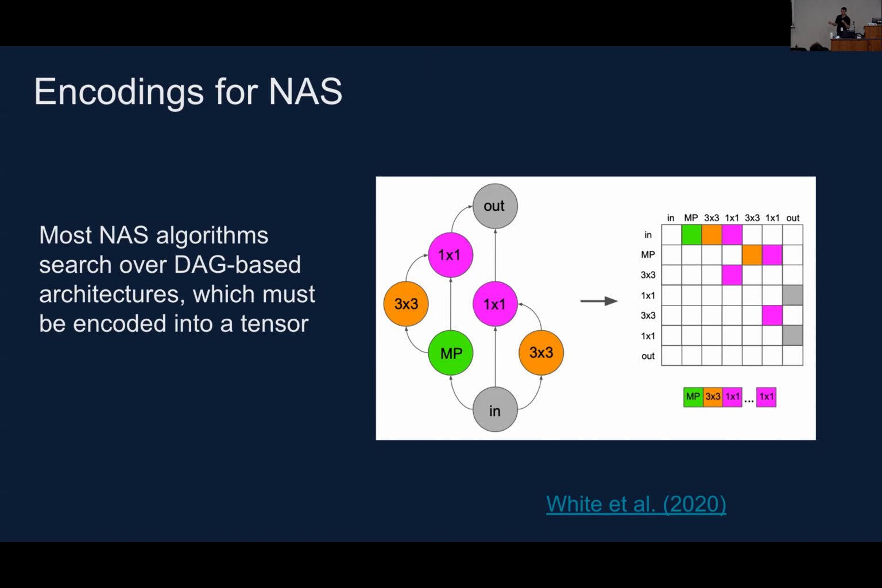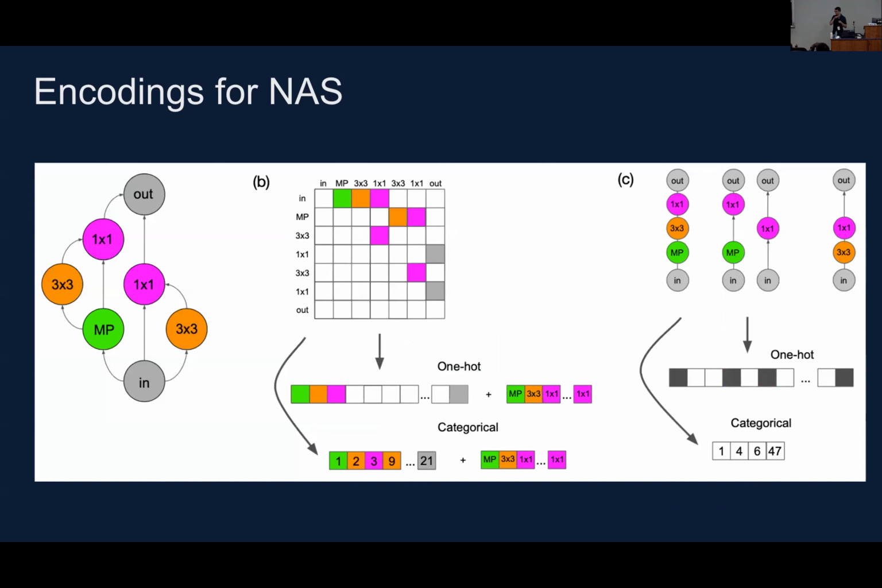However, some works showed that even small changes to the way that we encode architectures could make a very big difference in performance. So for example, even changing the encoding from one hot to categorical can drastically change the performance of our algorithm.